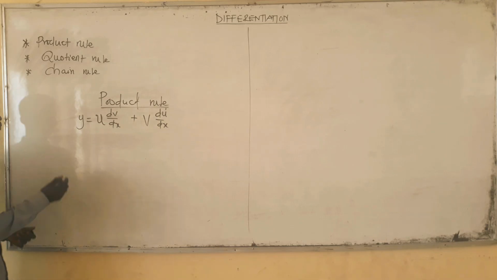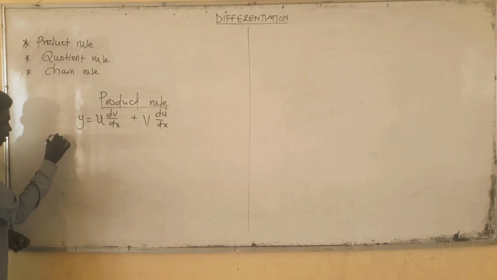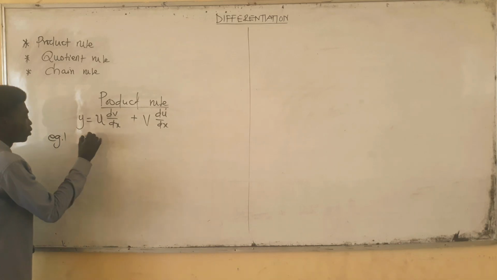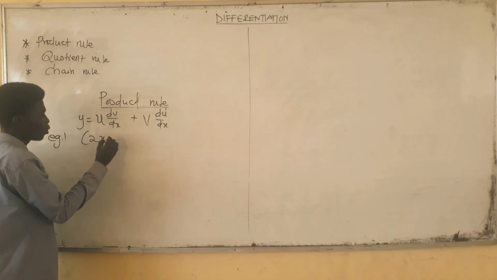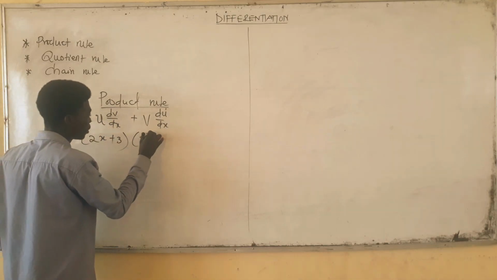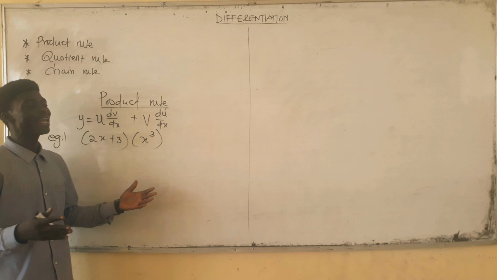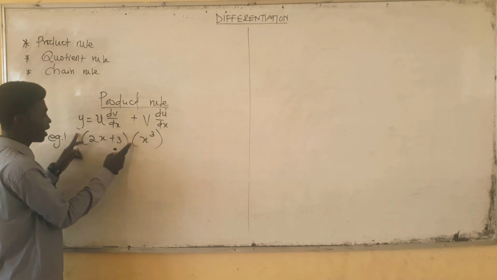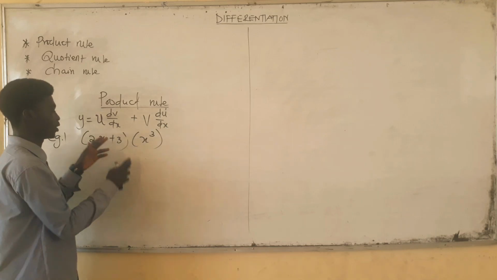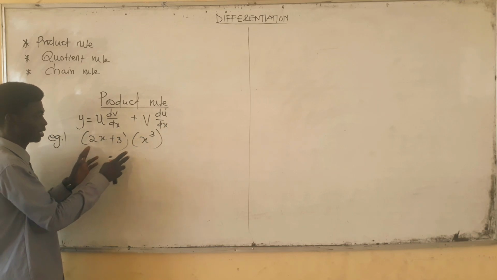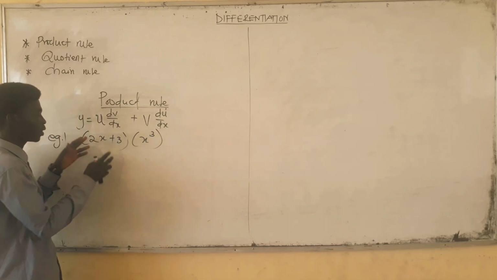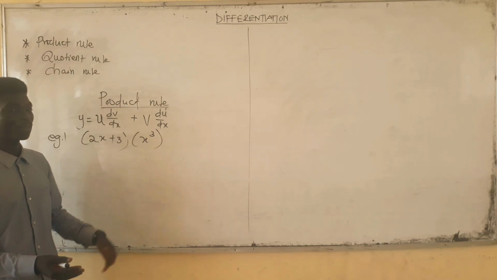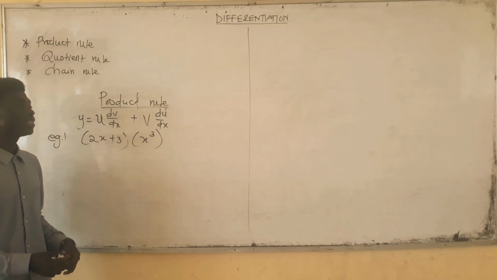Okay, so now let's begin with the questions. So we have example one. So let's look at this example here: (2x + 3) multiplying x to the power of 3. In case you see any similar question or any question in this form, you can see we have two functions multiplying each other. We have this one in one bracket and this is also in another bracket. If you see any question of this kind, the rule we are going to use is the product rule. Okay, so now let's see how it works.